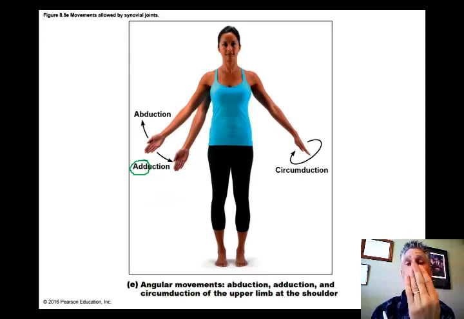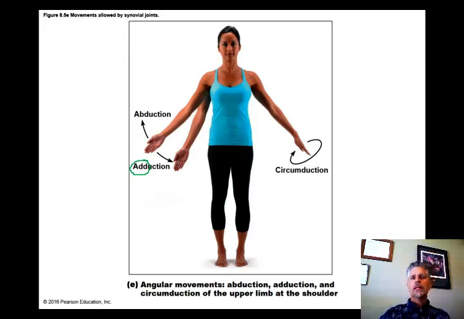So adduction, we're bringing them together. Abduction, I don't like to think about it, but when a kid is abducted, it's going away. When they get rescued, they're added back to the family. They come together again. That's why when you go to the gym, there's an adductor machine. You have adductor muscles on the medial aspect of the thigh for bringing the legs together. Okay, we also have circumduction.